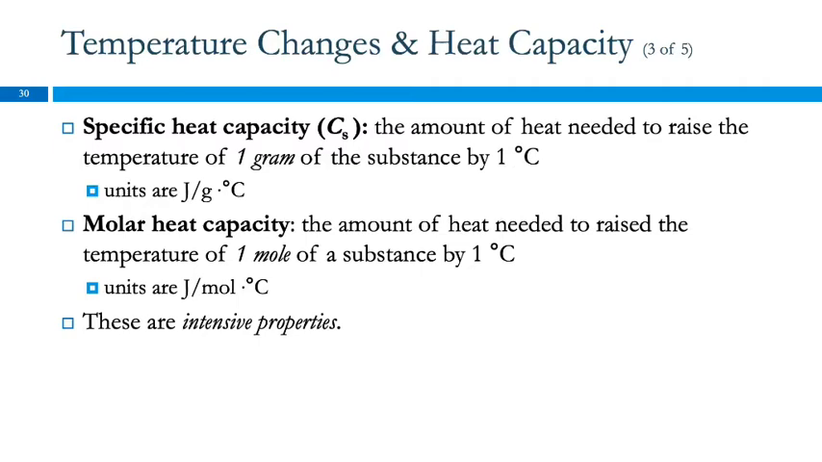Instead of changing the temperature of the whole system by 1 degree, we're saying changing 1 gram of it by 1 degree. And so that makes the units joules per gram degree Celsius. Sometimes we talk about a molar heat capacity. There it's the amount of heat needed to change the temperature of 1 mole. These are intensive properties. They do not depend on the size of the object.